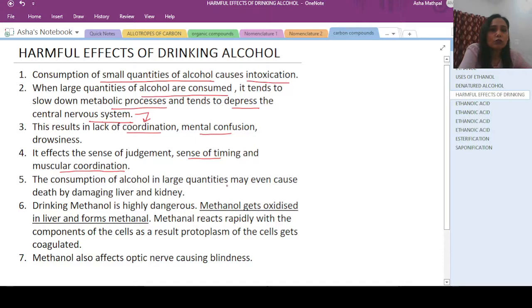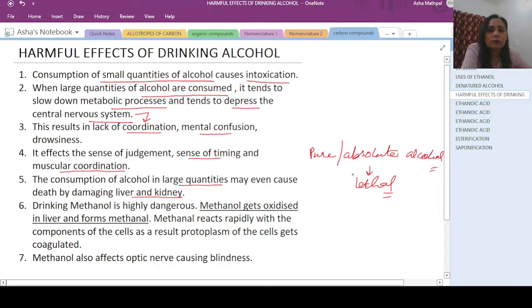The consumption of alcohol in large quantities can damage the liver and kidney. It can be very lethal also, and drinking pure or absolute alcohol is lethal, that is, it can take life. So pure or absolute alcohol is never used for drinking purposes. It is always mixed with water in some proportion.